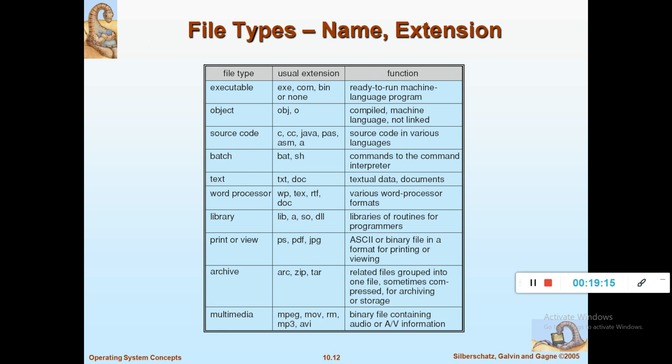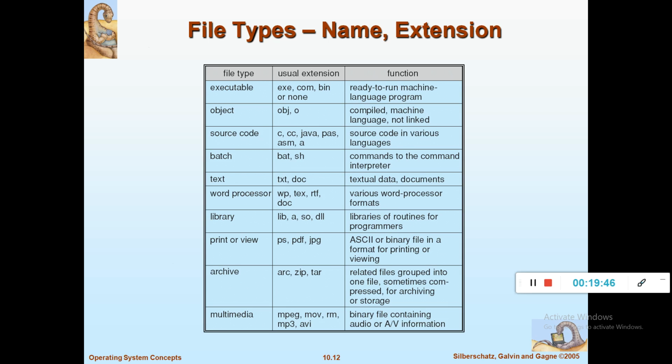Another type of file is the archive file. These are stored with the extensions .arc, .zip, .tar. Related files are grouped into one file, sometimes compressed, for archiving or storage. These are used for reducing the size. Another type is multimedia files: mpeg, mov, rm, mp3, avi and jpg image files belong to multimedia files. They are binary files containing audio or video information.